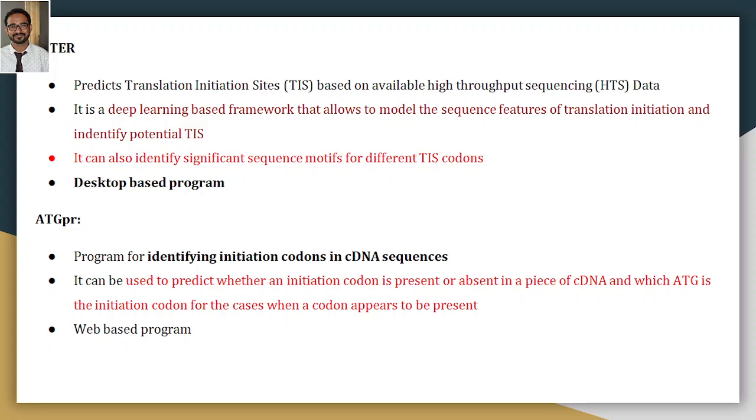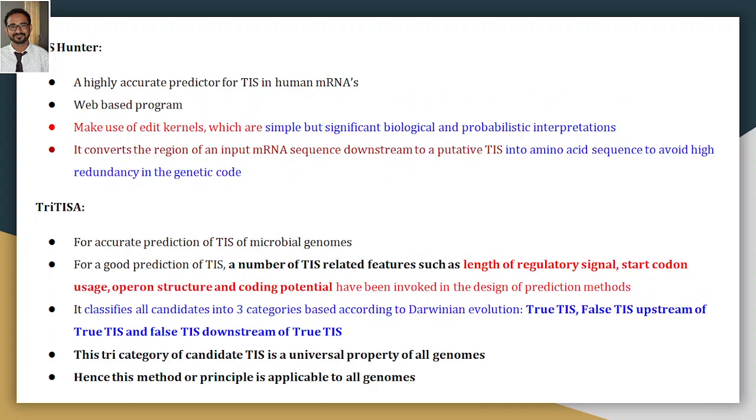Next, ATGpr is a program for identifying initiation codons in cDNA sequence, specifically designed for cDNA, and it can be used to predict whether the initiation codon is present or absent in a piece of cDNA. You take a cDNA, and it will be able to predict whether the initiation codon ATG is there or not. If the codon is present, then your result will show ATG present. Again, this is a web based program.